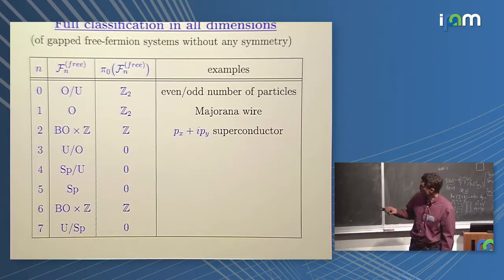In all dimensions, we get Bott periodicity. In each dimension n, we have the corresponding space of Hamiltonians up to homotopy, and these are the 8 relevant Hamiltonians. Here we are not imposing symmetry. If we impose symmetry, then there are two more possibilities.